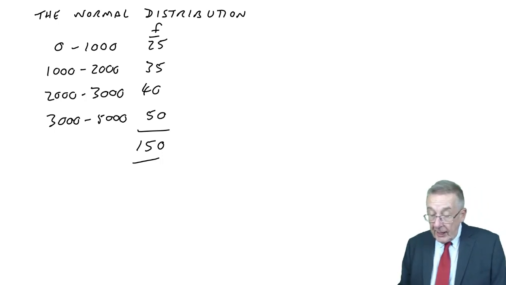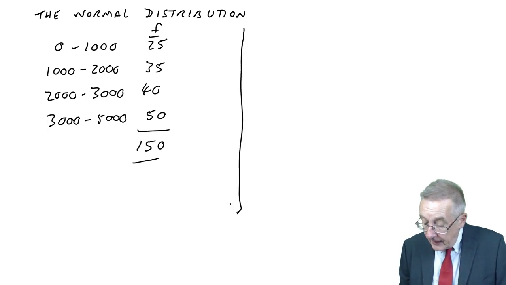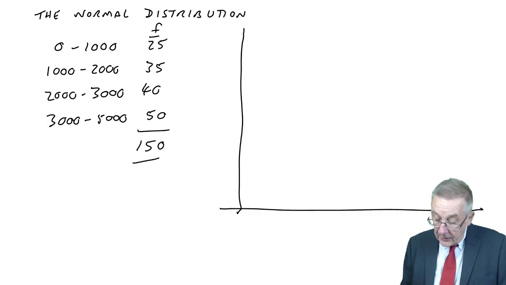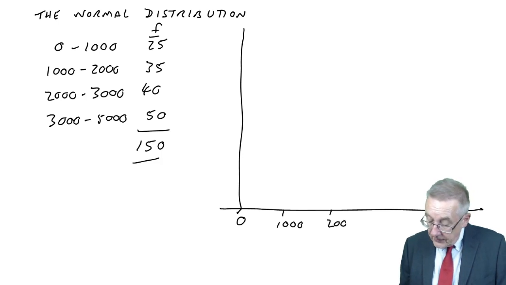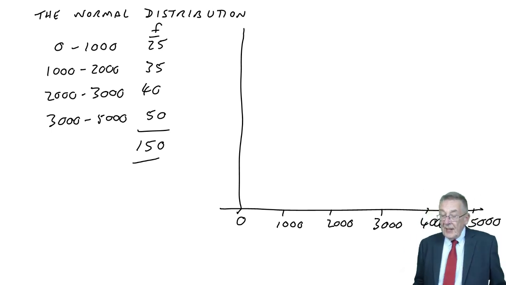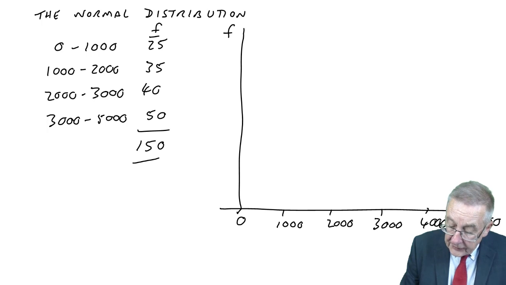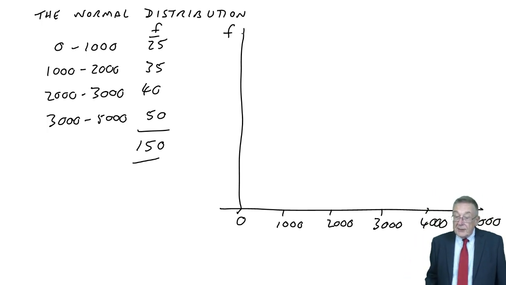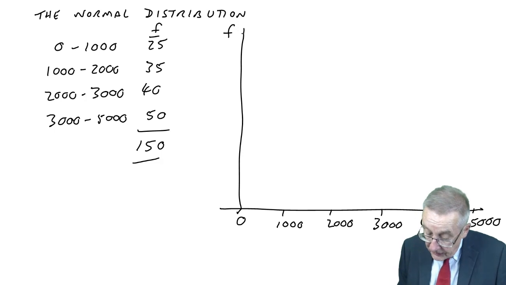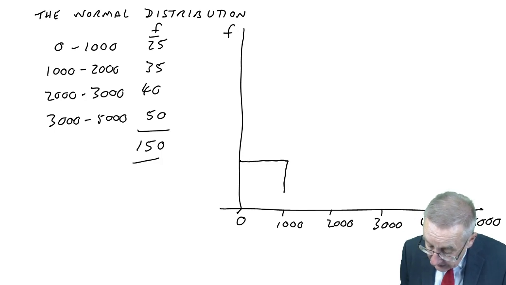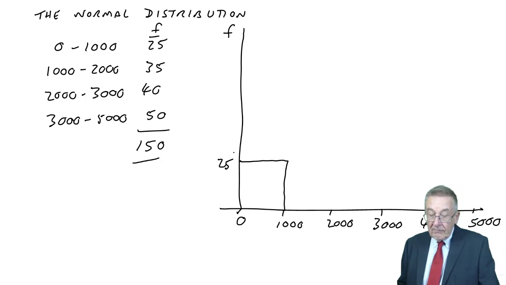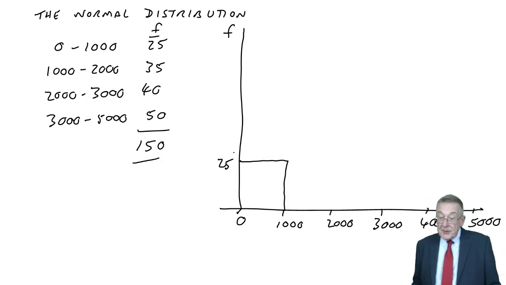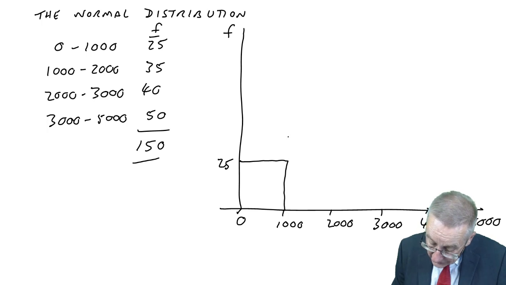If I asked you to draw a histogram, then if you remember, we had these bars, so where was it? It was 0, 1,000, 2,000, 3,000, 4,000, 5,000. And so we start off just like we did before and say, all right, from 0 to 1,000 there were 25, so I'll draw a bar 25 units high. 1,000 to 2,000, 35. So that's about there.